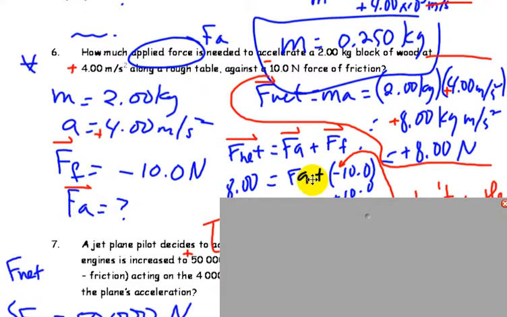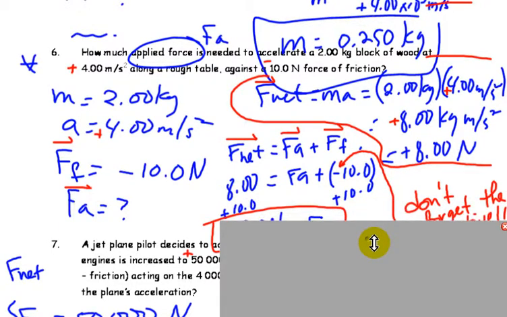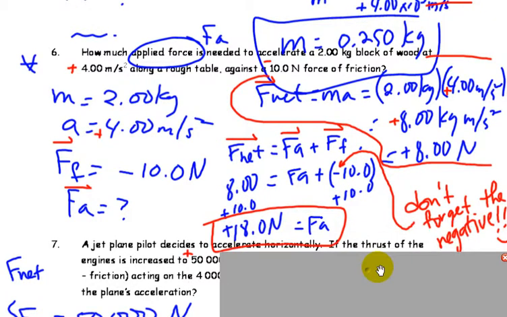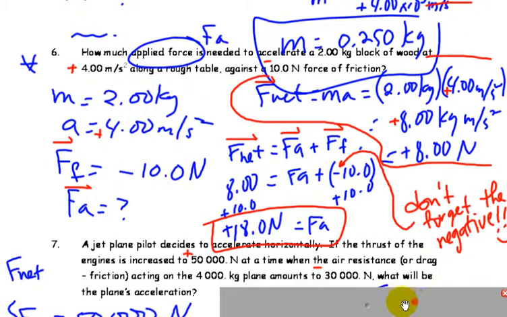So to solve for FA, it's F plus negative 10, or F minus 10. To isolate FA, add 10. This cancels, and the net force must be 18. That makes sense because if we want to result in 8 newtons, and friction is 10, this number here would have to be 18, because 18 minus 10 gives us 8. And again, don't forget the negative on the force unit.